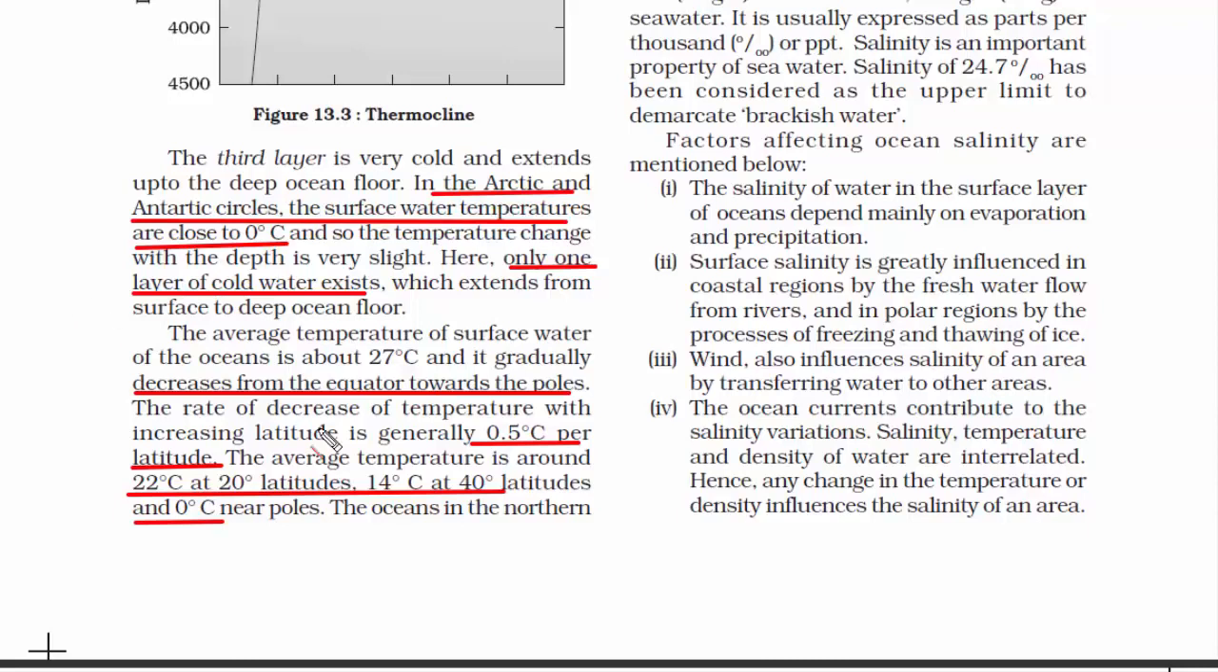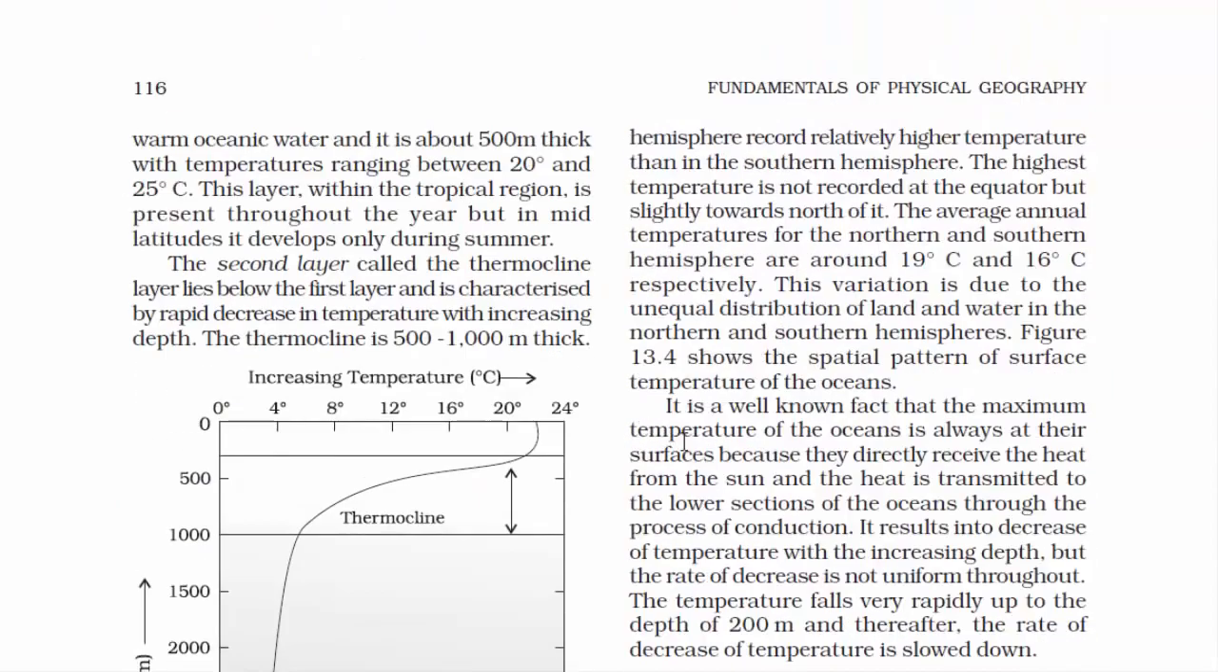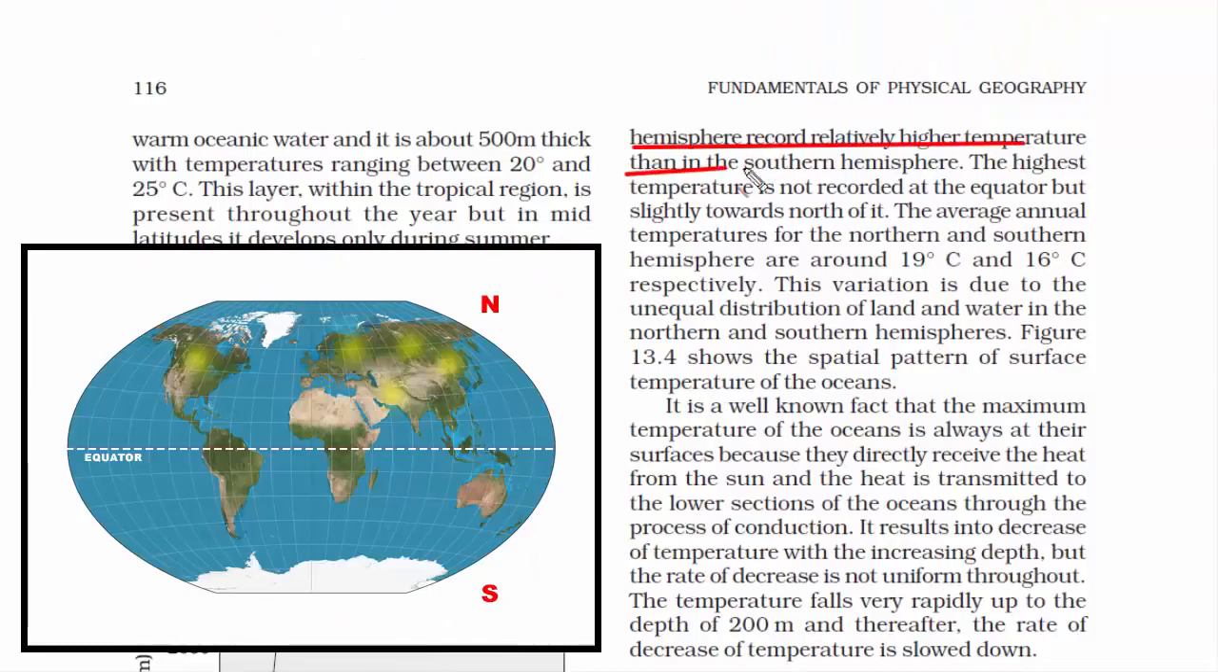You can pretty much get an idea that as we move away from the equator, the temperature of the surface of the ocean water drops tremendously. However, the oceans in the northern hemisphere have higher temperature when compared to the oceans in the southern hemisphere. And the reason behind that is the distribution of landmass.